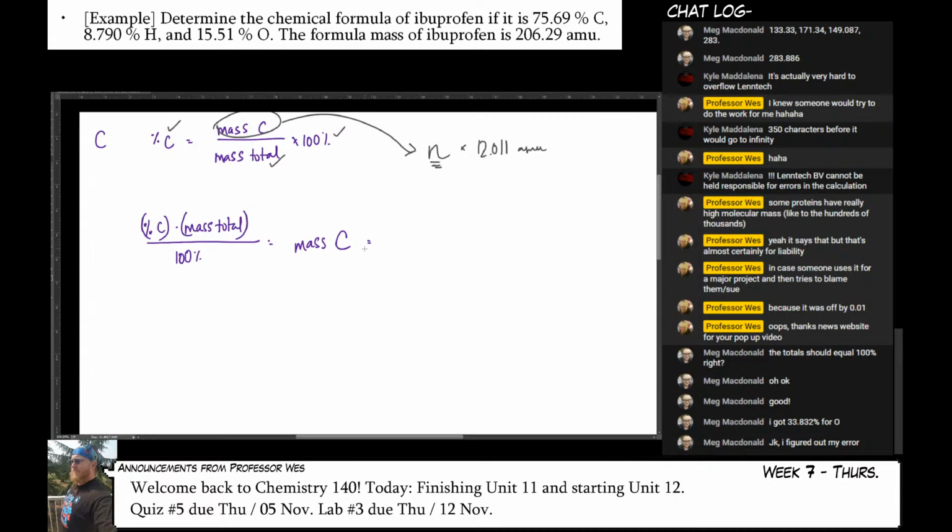And so that's going to be, what was the percent of carbon? It was 75.69%. Notice that I'm putting this in as a percent. And the reason for that is because when I divide by 100%, these will cancel out and you end up with a decimal. So that's where the decimal comes from. Times the mass total. And so the mass total is 206.29 AMU.